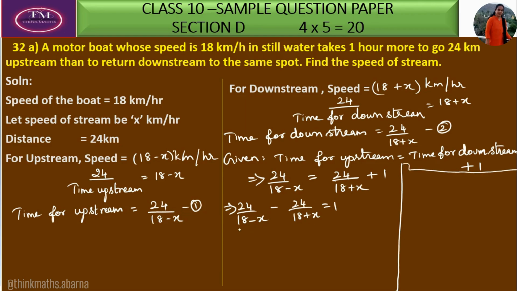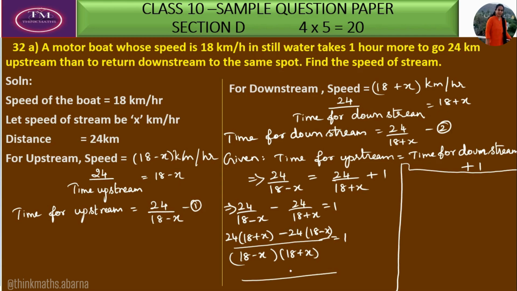Now take the LCM as (18 minus x) into (18 plus x), which is equal to 1. So you have to cross multiply: 24 into (18 plus x) minus 24 into (18 minus x). So what is (18 minus x) into (18 plus x)? It is (a minus b) into (a plus b), so a square minus b square. So what is a square? 18 square, which is 324, minus x square.